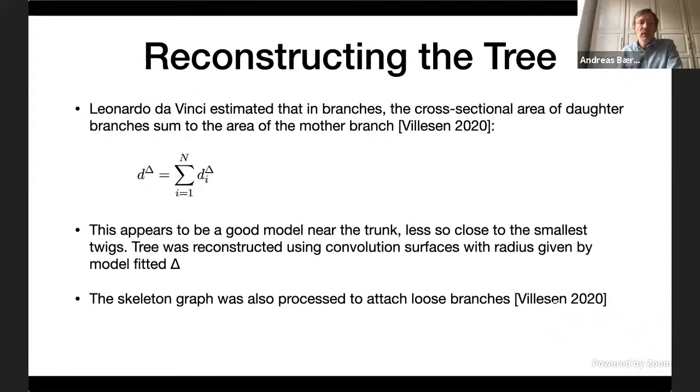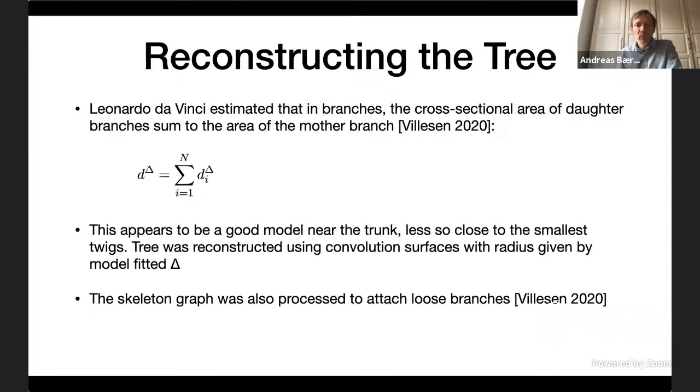And there's actually a famous formula by Leonardo da Vinci, which basically says that the cross-sectional area of daughter branches would sum to the area of the mother branch. So if we take area literally, then delta in the formula should be 2. In fact, delta might vary a bit, and we found that it's a fairly good model near the trunk, but when we get close to the smallest twigs, the cross-sectional area of small branches and the even smaller daughter branches is not so big, and the formula doesn't quite hold, or at least delta becomes very big.